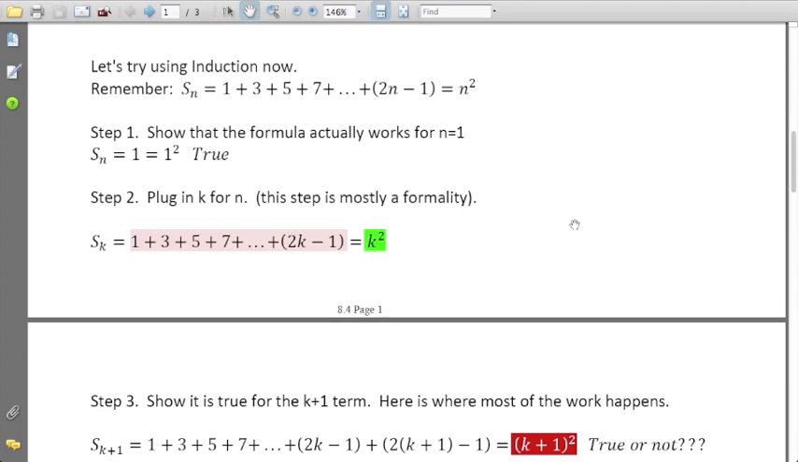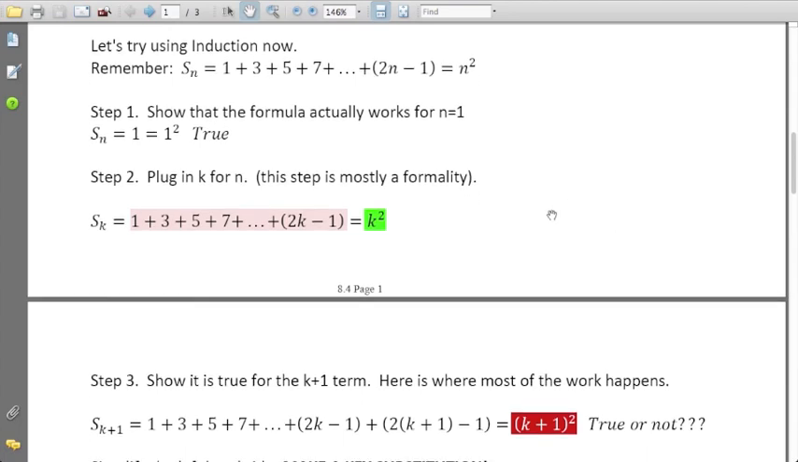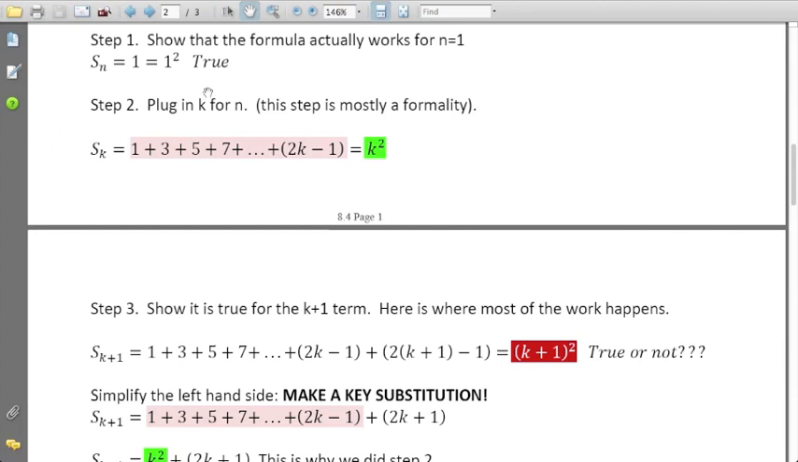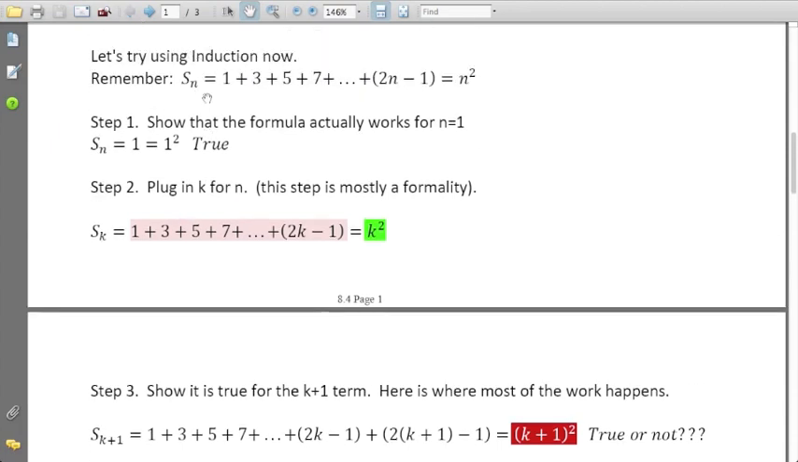Step 2, this one's really easy. It's actually just formal. I take my S sub n formula, and instead of n, I replace all of those with k's. It's really a formality, and you'll see why it's important a little bit later on. So I rewrote it here: 1 plus 3 plus 5 plus 7 plus up to 2k minus 1 equals k squared.